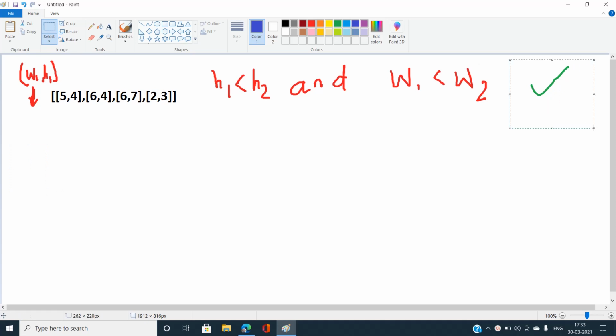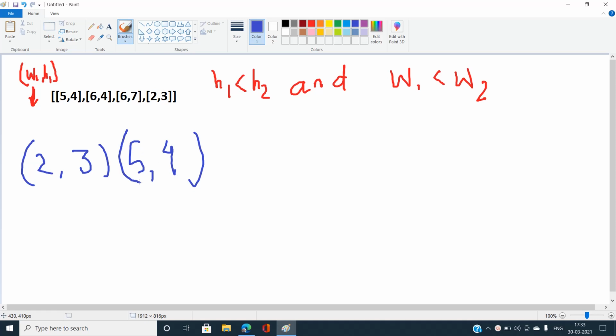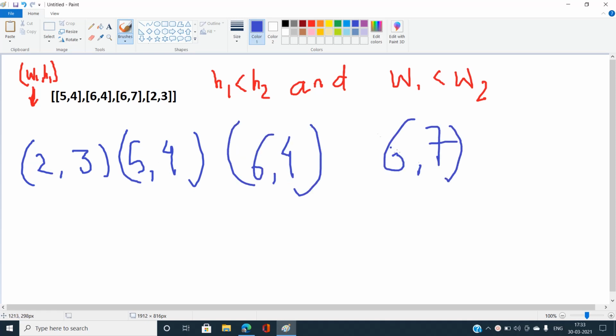Let's understand that. First thing is we need to sort the array first. Why do we need to sort the array first? We need to sort it to work upon only one key. So let's sort the array first. It would be 2 comma 3, and you can also see we have 5 comma 4, and then 6 comma 4, and then we have 6 comma 7. Now if we work upon this first key, you can easily observe that 2, 5, 6 and 6 are always in non-decreasing order. Okay, so this is valid.